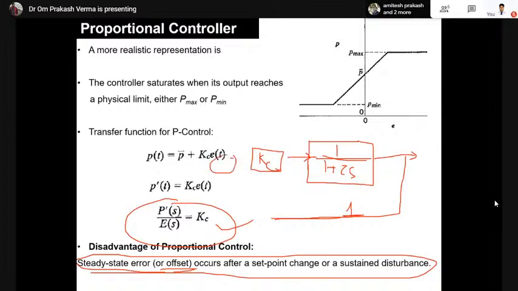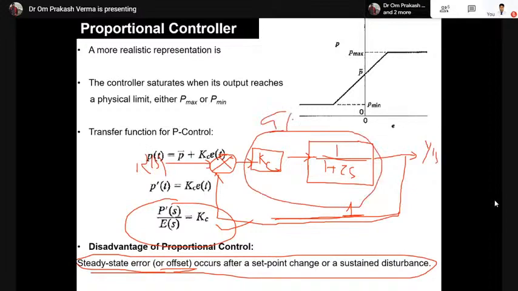This is the summer comparator, and the feedback is connected to it. Then this signal goes to the controller. This is your R(s), the set point, and this is the output. Overall this becomes G(s), and the feedback is your H(s).